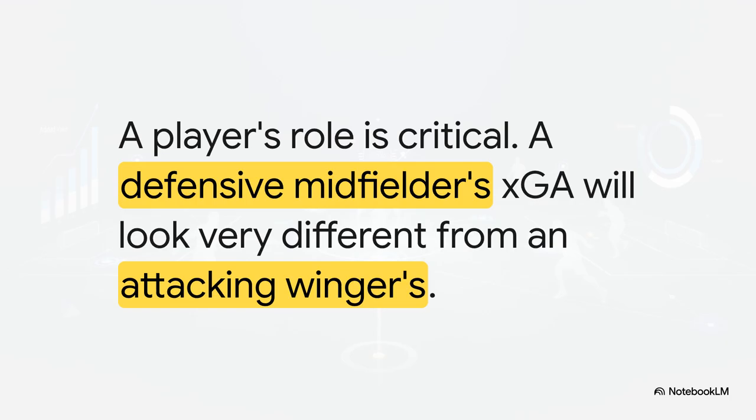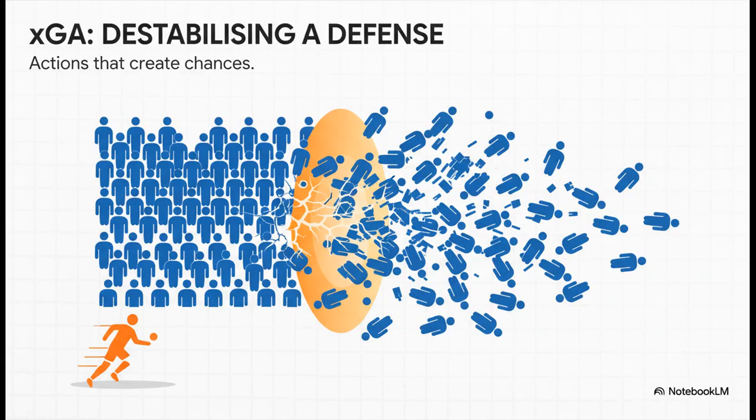And this is maybe the biggest point of all. A player's job on the field completely changes what a good xGA number even looks like. A defensive midfielder whose main job is to keep things tidy and not lose the ball might have a pretty low xGA, and that's great. It means he's doing his job. You can't compare his numbers to a winger whose entire job is to take risks and try to create chances. Context is everything.